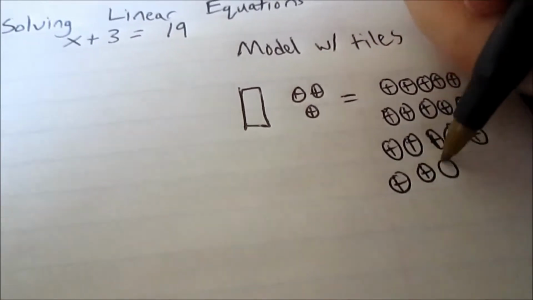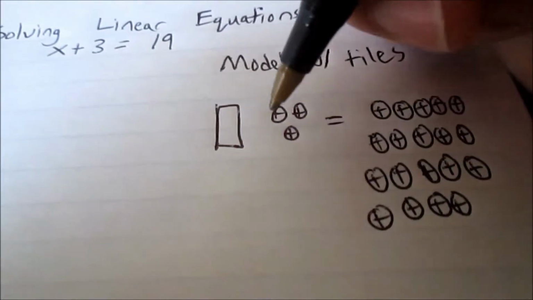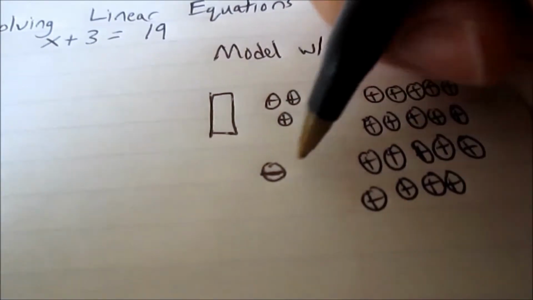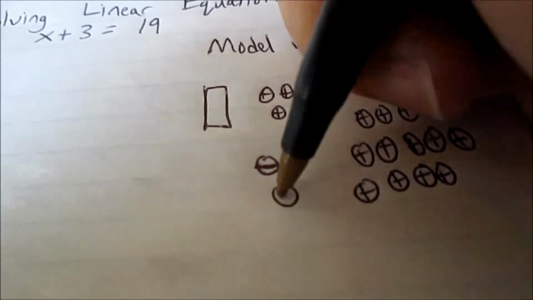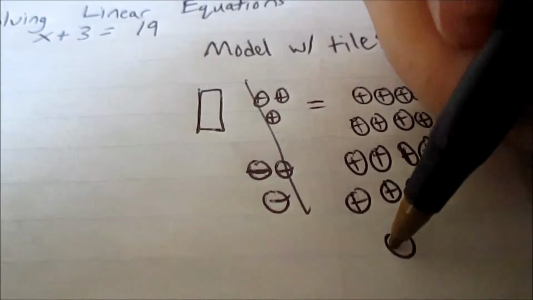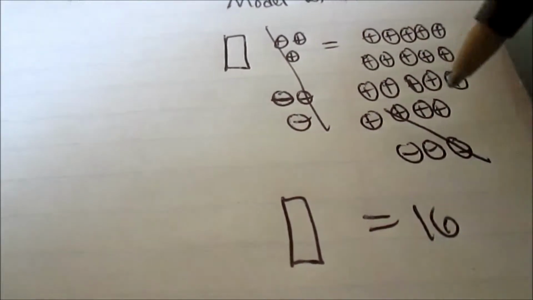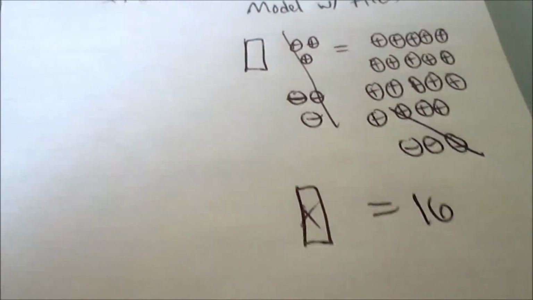Now, to get x by itself, I have to remove those circle tiles that are next to the bar that represents x. So to do that, I need to use the opposites of positive 3, which is negative 3. I draw 3 tiles with negative signs in them. And I do the same thing on the other side of the equation, 3 negative circles. Okay, so I've isolated x, which is the bar, and there are 16 positive circles remaining, and I write x equals 16.